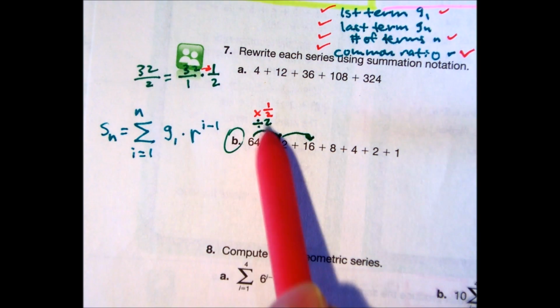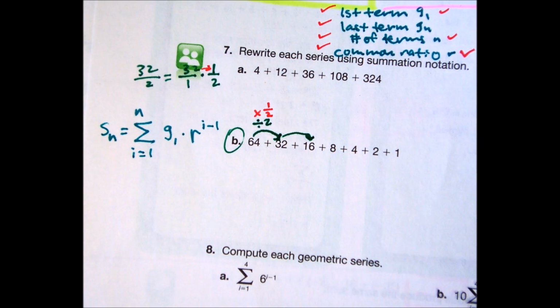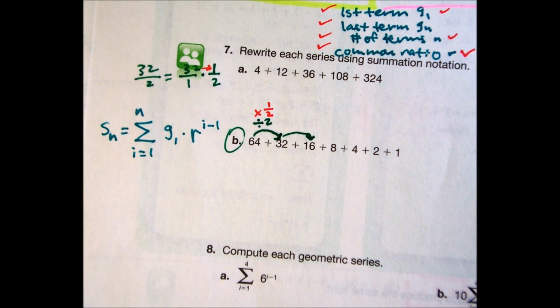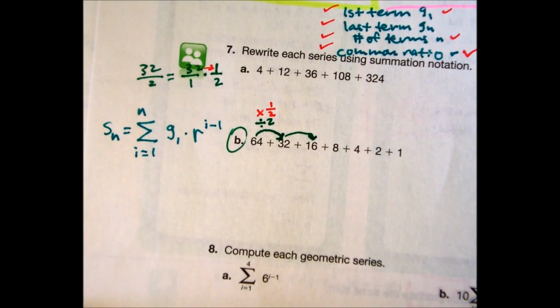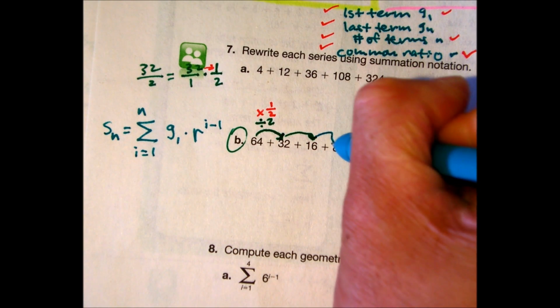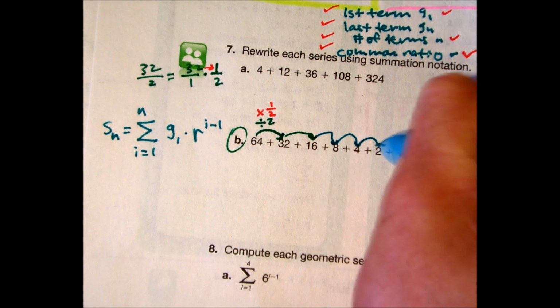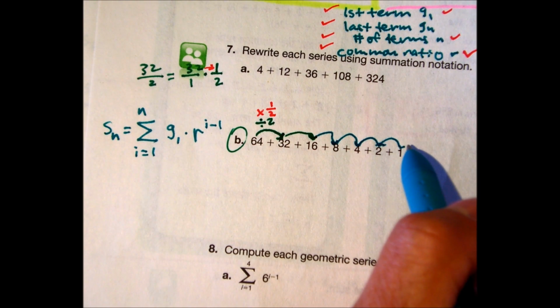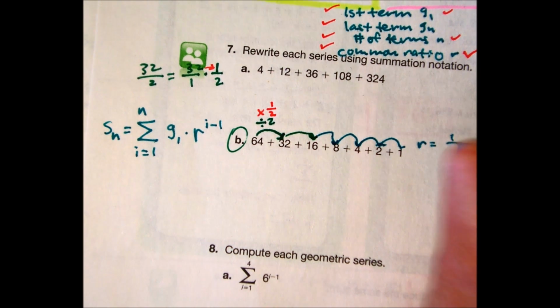Partner B, tell partner A why they're the same. Ready, set, go. Okay, so we recognize that we're essentially dividing by 2 or multiplying by 1/2 in all of these. So my ratio is 1/2.